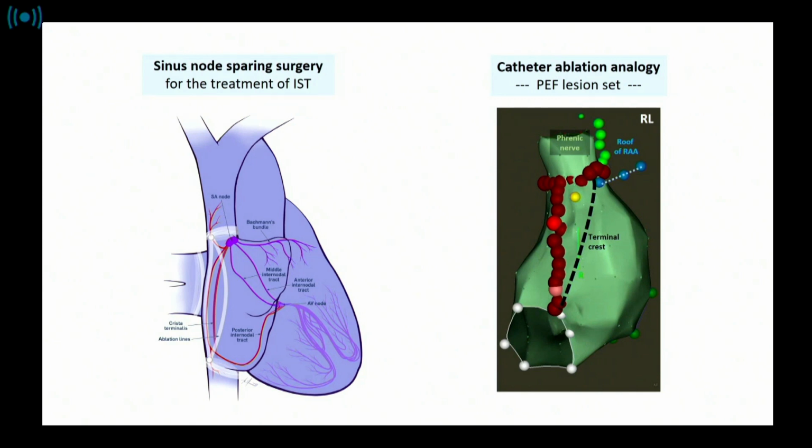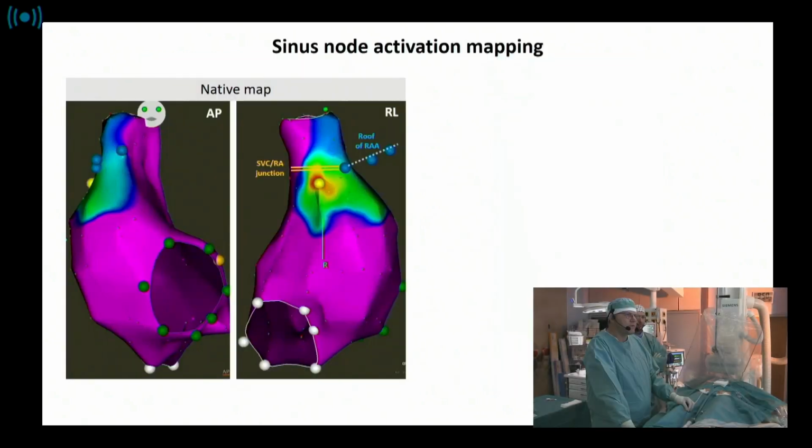Next slide. So this is what we have done so far in these two cases already performed. We map right atrium and remap the sinus node electroanatomically by activation mapping.